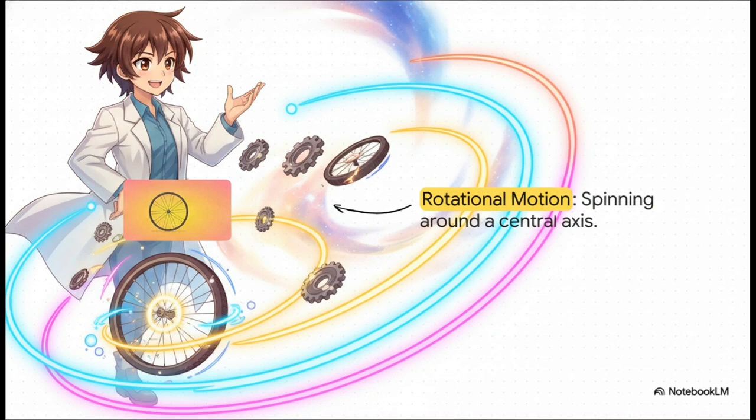Next up, we have rotational motion. Think of a bicycle wheel. Rotational motion is exactly what it sounds like. It's movement spinning around a central, fixed axis. The wheel itself isn't necessarily moving from point A to point B in this specific context, but it is turning round and round its center.